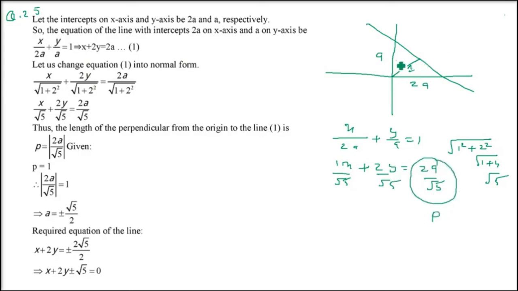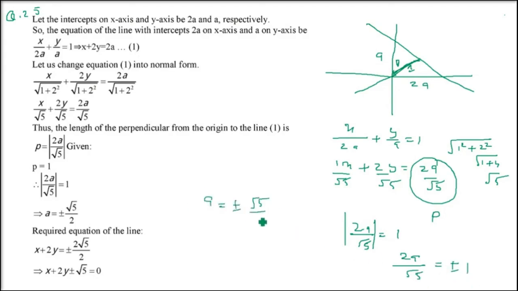Since this distance can be on either side, it can be positive, it can be negative. Distance can never be negative, it is a distance. Only the direction of this distance can be negative. But we have to consider both the directions, both the ways. So 2a by root 5 is plus minus 1. So a will come as plus minus root 5 by 2.